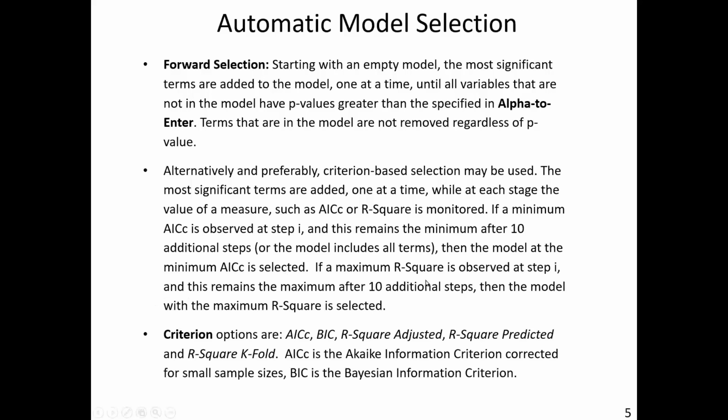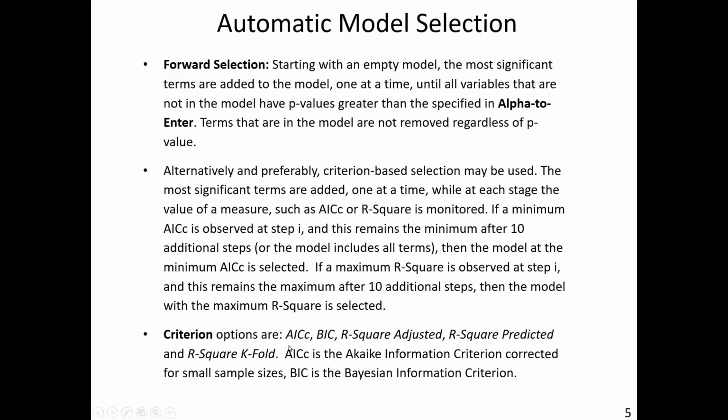Now, on the other hand, if you choose R-square, then maximum R-square. So minimum AICC, maximum R-square, and what you do is you say if you find a maximum and it remains a maximum for 10 steps, then the model with the maximum R-square is selected. So because it's forward, it still may miss. It's not an exhaustive process, but it is very fast and very efficient.